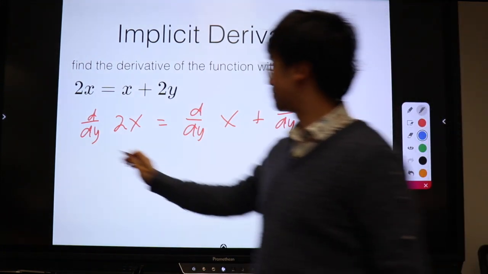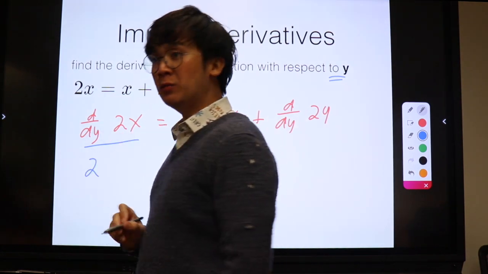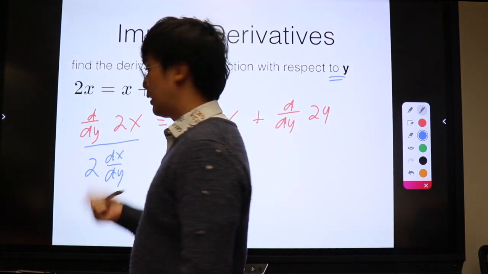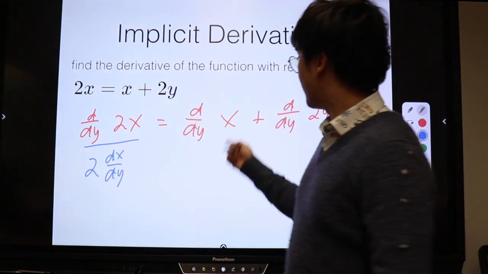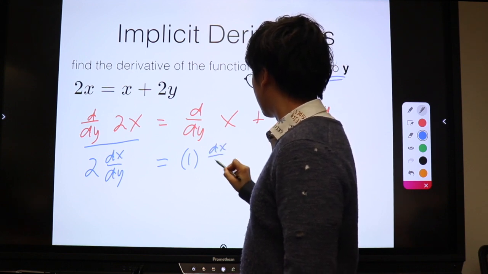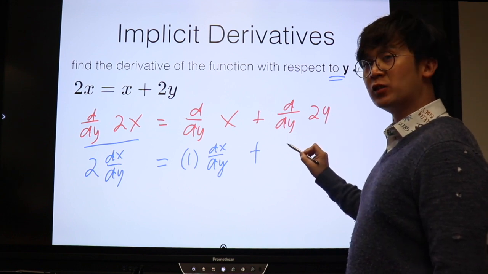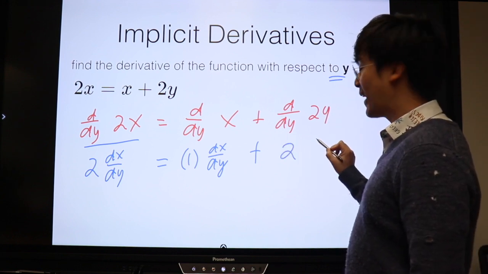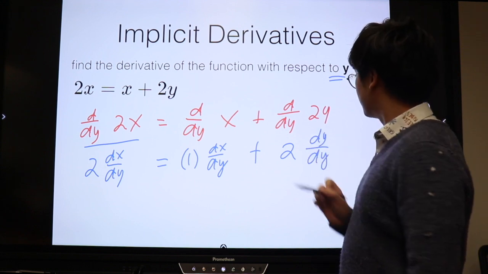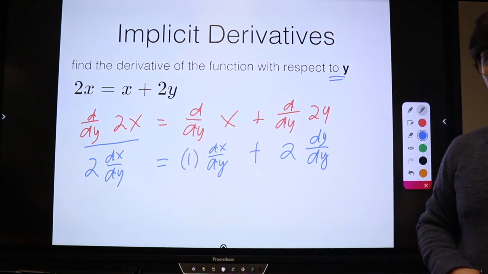By doing so, the derivative of 2x is just 2, but we need to include a notation, which is dx over dy, right? And this one will turn into 1 times dx/dy plus, what's the derivative of 2y? 2 and dy/dy, right? We took the derivative of y with respect to y.